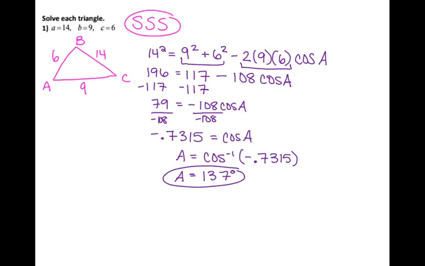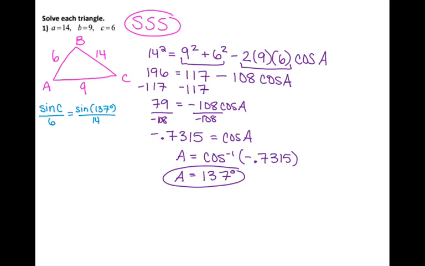From here, once you've solved for the largest angle, you then go for the smallest angle. So my smallest angle is across from my smallest side. So now I need to solve for angle C, since side C was my smallest side. And the way that we do that is by going back to Law of Sines. So I'm going to write sine of C over 6 equals, now I have an angle and its corresponding side because I have A and a, so sine of 137 over 14.